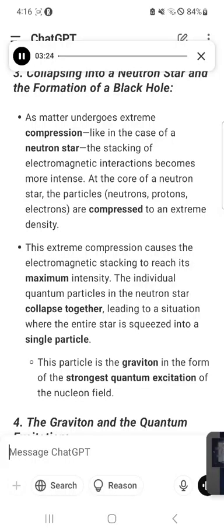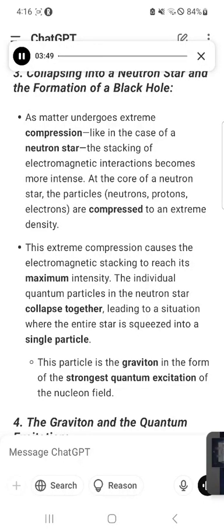5. Infinite gravity and density at the singularity. When all the particles in the neutron star collapse into this single particle, the graviton causes a distortion that leads to a singularity. This singularity is the point where gravity becomes infinite and the density reaches an infinite value because the graviton particle, the extreme quantum excitation, has pushed the field beyond all possible limits.